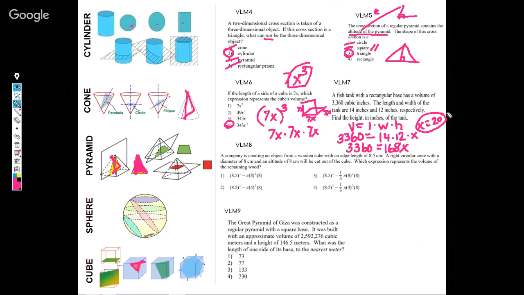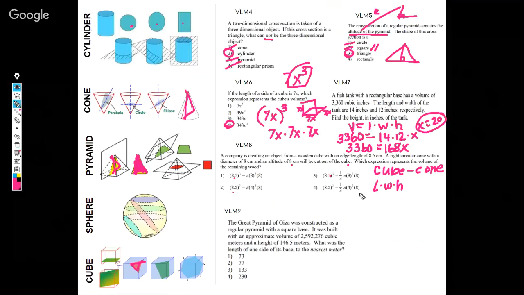A company is creating an object from a wooden cube with an edge length of 8.5. A rectangular cone with a diameter of 8 and an altitude of 8 will be cut out of the cube. Which expression represents the volume of the remaining cube? Well, first we're basically taking a cube and we're subtracting a cone. So we know a cube is length times width times height, which they already did, which stinks. 8.5 cubed.